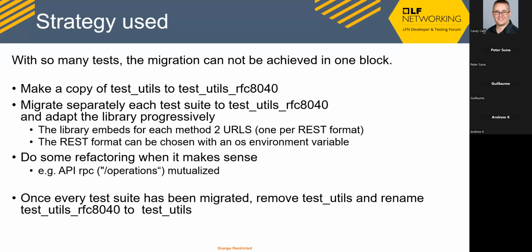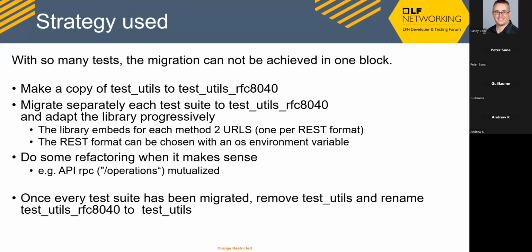And since we want to support both kinds of REST implementation, we can embed in this library, for each method with an RPC call, two URLs, one per REST format. We can configure which format we want to use with only one operating system environment variable. When filling up this library with new methods, we can do some refactoring when it makes sense.